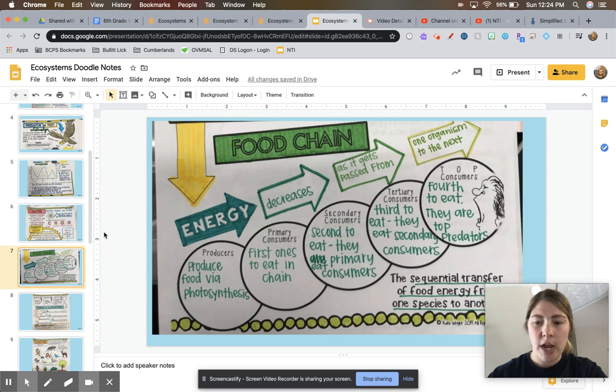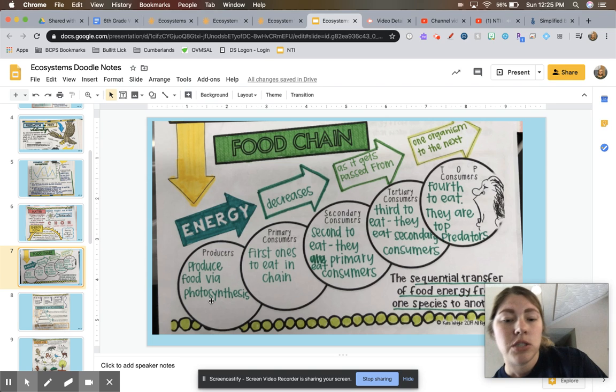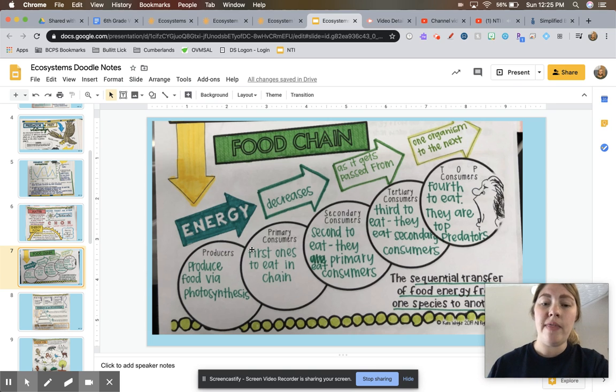So next we have food chain, and in a food chain, energy decreases as it gets passed from one organism to the next. So the first piece of our food chain is producers, and they produce food via photosynthesis. So this is going to be your plants. Then you have primary consumers, and that is the first ones to eat in the food chain. Then you have secondary consumers, and they're second to eat. So they eat those primary consumers. Next, you have tertiary consumers, so they're the third to eat, and they eat the secondary consumers.